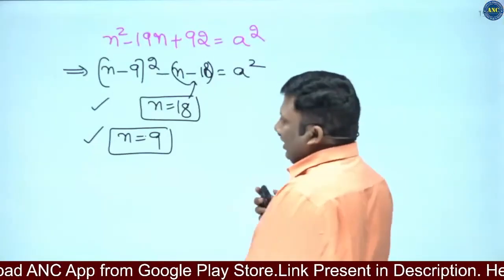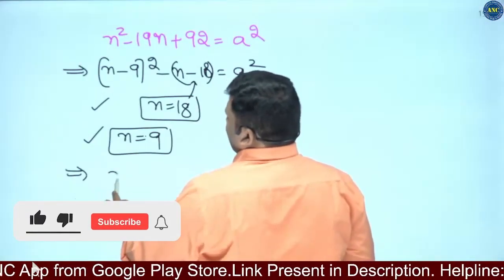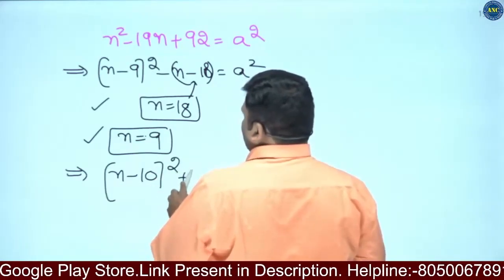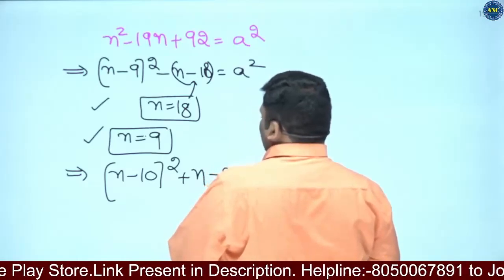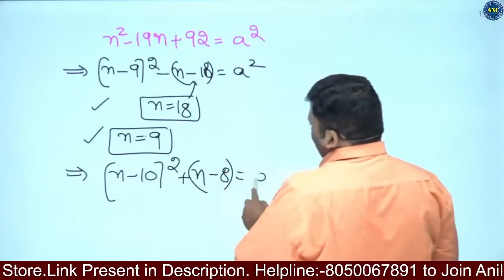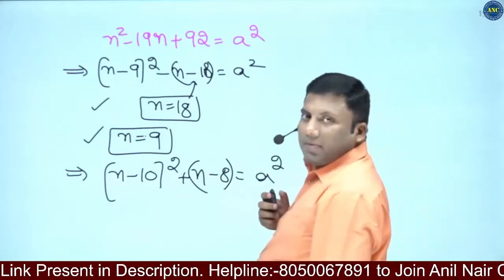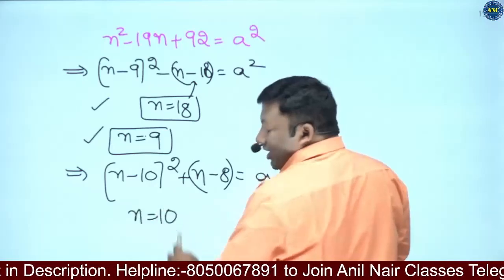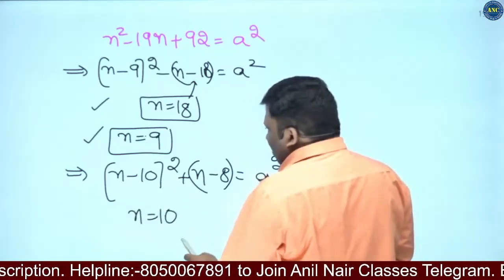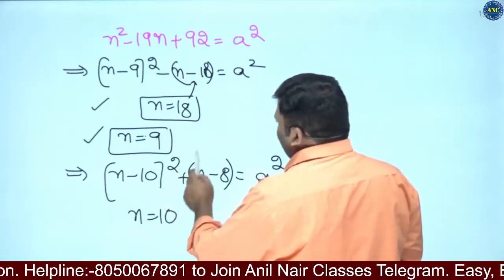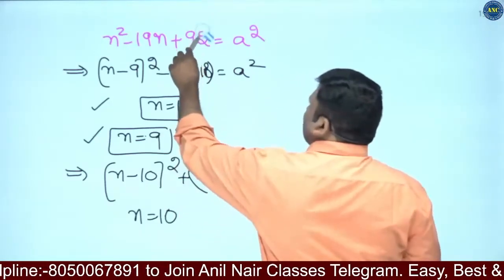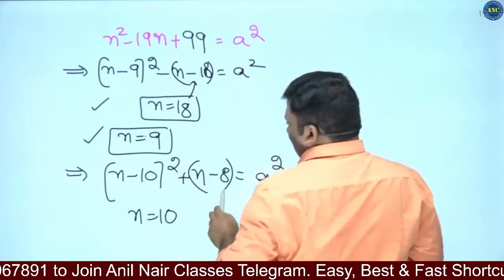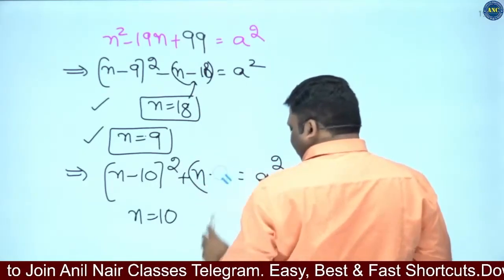Now if I write it like this: (n minus 10) whole square, n square minus 20n, that means plus n, plus 100 minus 1 equivalent to a square. (n minus 10) whole square plus n minus 1. If I take n value 10, 10 minus 10 is 0 square. 100, it is 99. I wrote the heading as 92. That is the reason for the confusion. This is 99. This is n minus 1.